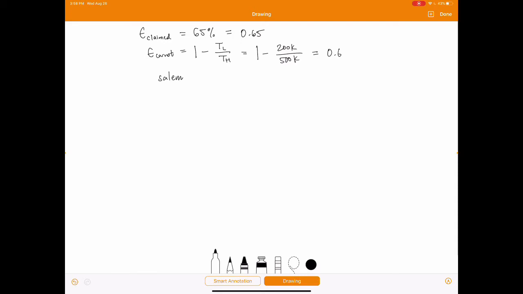So here, the salesman is claiming better than Carnot efficiency. And you automatically know that's wrong, that's a lie. So do not trust the salesman. Okay, that's physically impossible, what he's claiming.